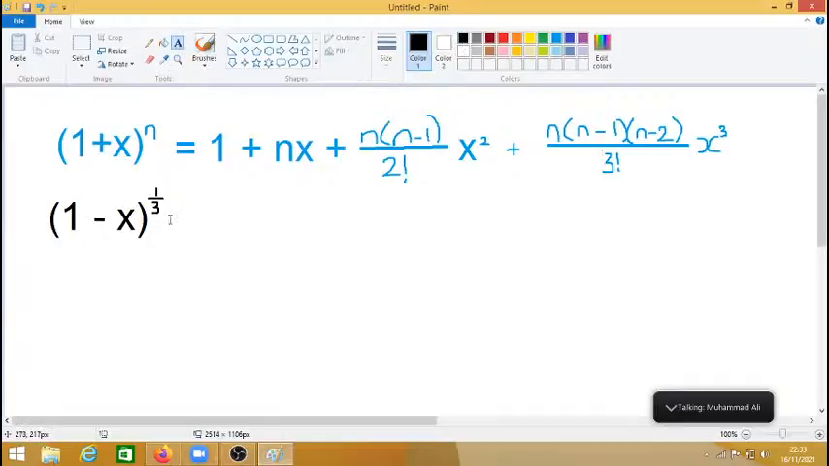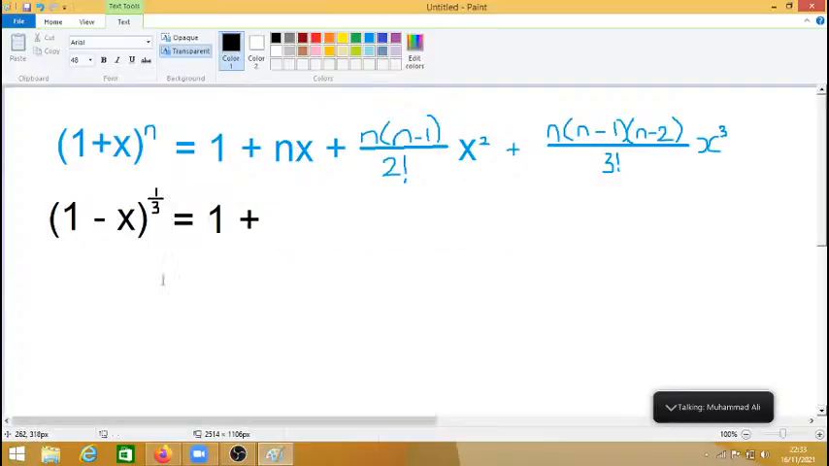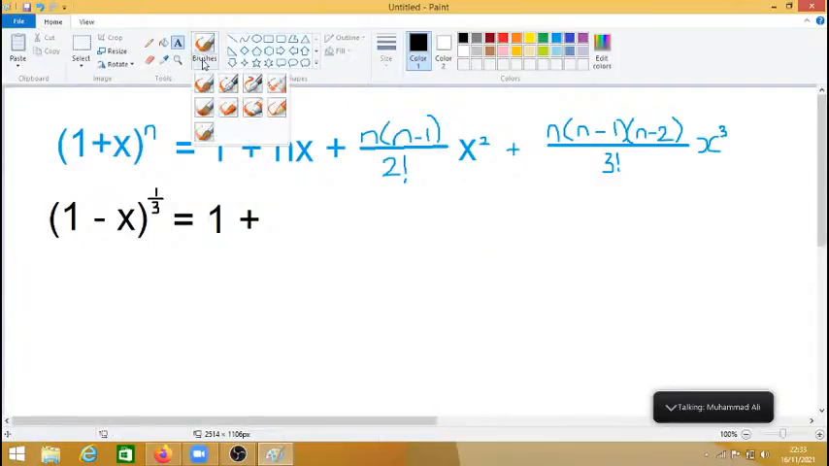1 minus x to the power 1/3. So first term is going to be 1. Okay, plus, and now we've got nx. So n is 1/3 and x is really minus x. So it's going to be 1/3 times x. The x really means whatever is in this part of the bracket. So it's minus x, which is in that part of the bracket. So it's going to be minus x here. Okay, not too hard. So the next bit is going to be a little bit trickier.